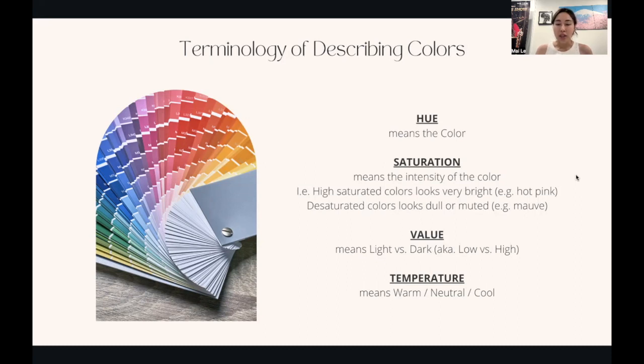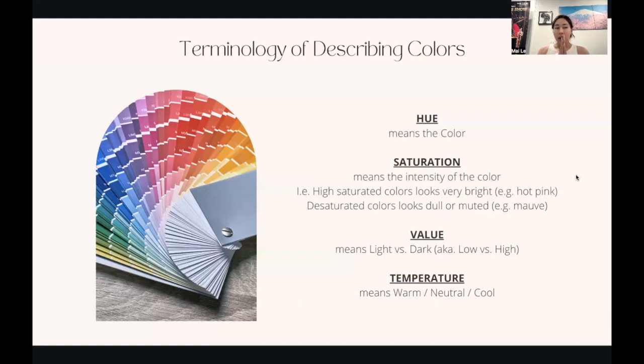Saturation means the intensity of the color. For example, when we say highly saturated colors, it means a color that looks really bright, like hot pink. Desaturated colors will look dull and muted, so that could be like mauve. The value refers to light versus dark, or low versus high. Temperature means warm, neutral, or cool.